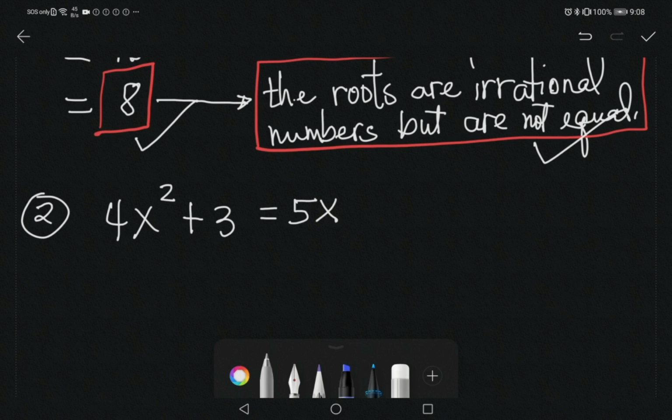So, wala pa siya sa standard form. Kaya na ang 5x naman sa right. Kaya ang standard form sa quadratic equation is ax squared plus bx plus c equals 0.